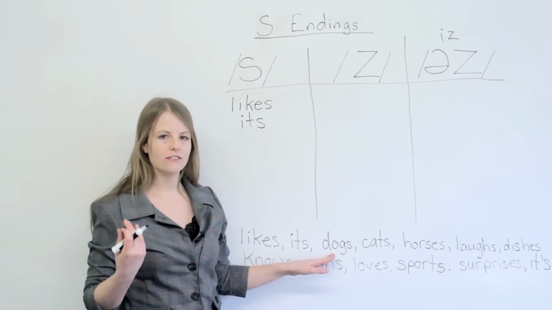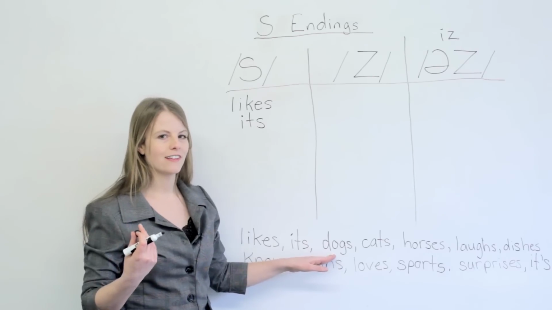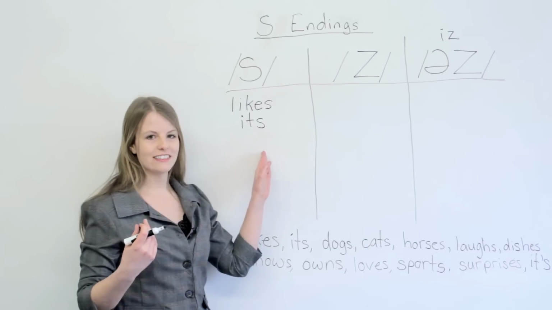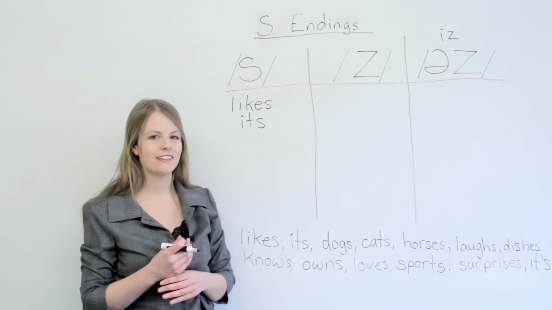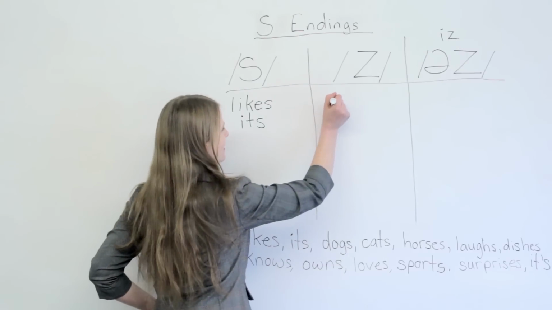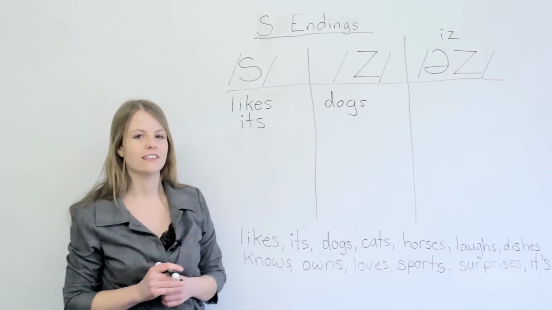Number 3. Dogs. Dogs. So do you hear a Z or is? Dogs. Well, if you said Z, a Z sound, you are correct. Dogs.